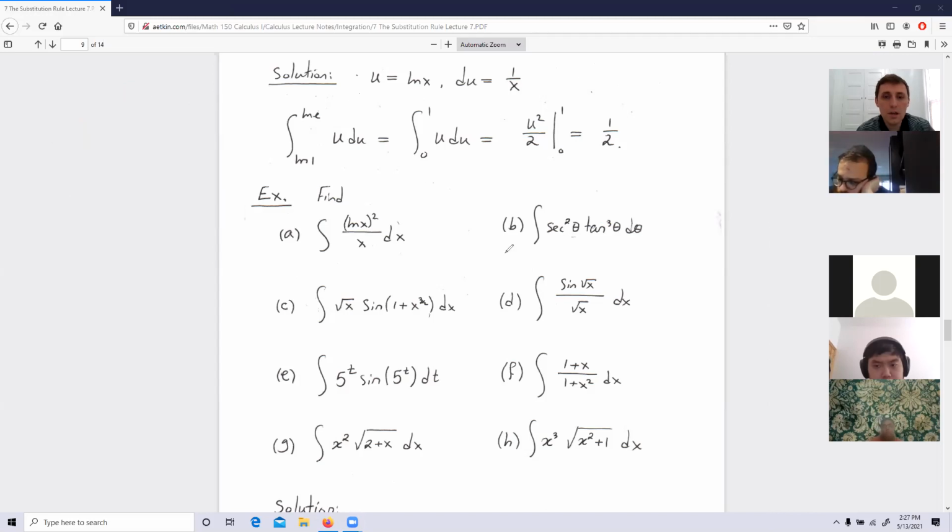That's too bad. D. Sine root x over root x. Please calculate rapidly.